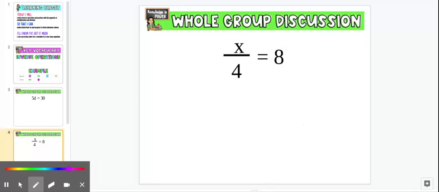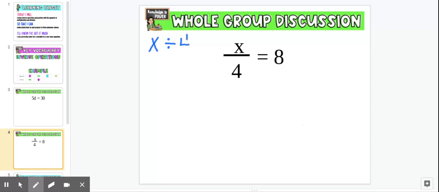Now here we have what looks like a fraction, x over 4. So we have to know, what does that mean? X over 4 is really the same thing as x divided by 4. Typically, when you see a problem, we usually write it like a fraction, so x over 4. Sometimes with formatting, you can also see it like x divided by 4.